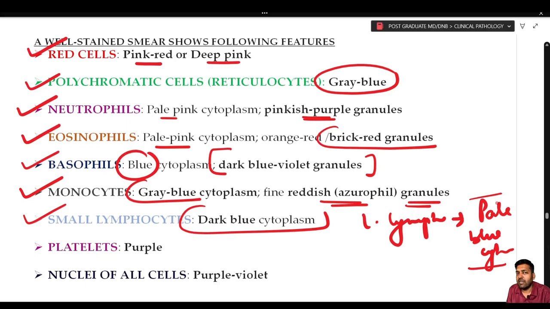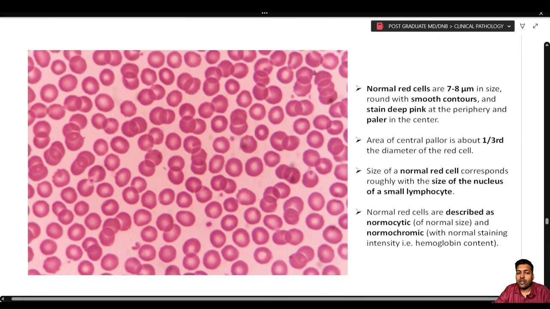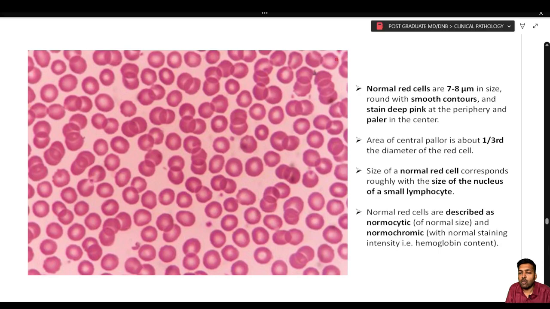The platelets are purple in color, and the nuclei of all the cells are stained purple violet. So this is how the normal staining occurs with the help of Leishman stain, and this is the differential staining. Now one by one we are going to see how the individual components look. As you can see in this particular slide, can you see the individual RBCs?